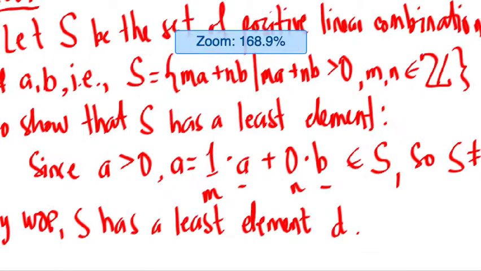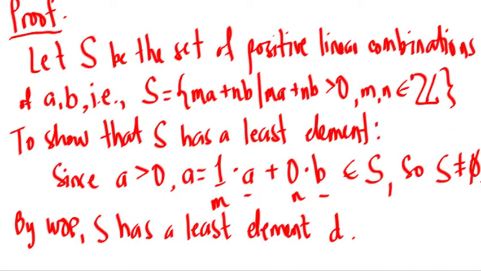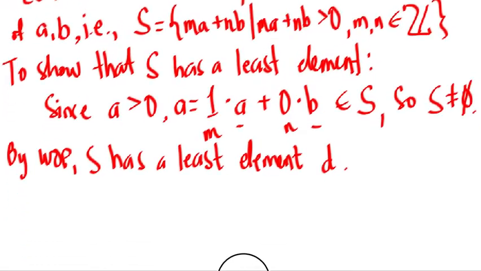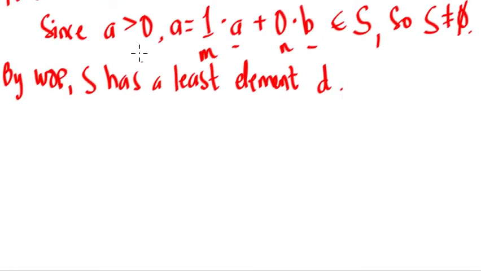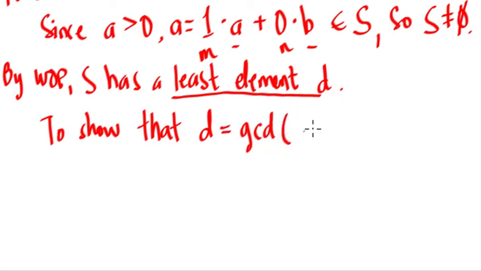Now we would like to show that this least element D here is equal to the GCD of A and B.